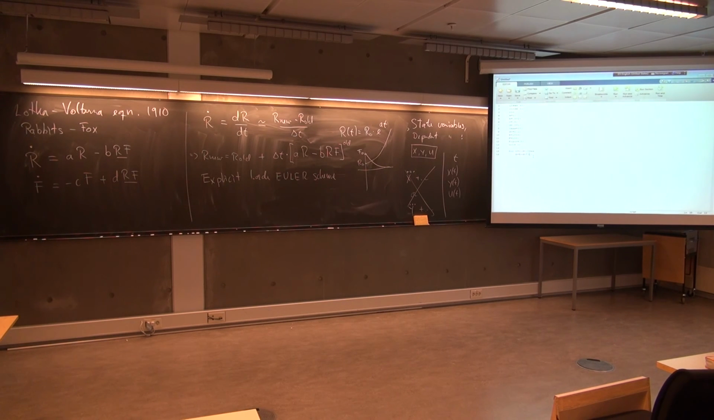And inside here we now need small a multiplied with r minus b multiplied with r multiplied with f, like that. And then we have the same with the foxes. And for the foxes it was negative c times foxes plus d times rabbits times foxes, like that. Then we make a plot for the time, and for the rabbits they can be red circles, and the foxes can be blue circles. Something like that.